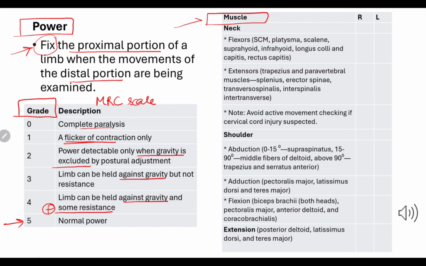Now let's look at the specific muscle groups we check, starting from the top. For the neck, we test flexors and extensors, but note the safety warning on your pro forma. Avoid active movement checking if a cervical cord injury is suspected. For the shoulder, we check abduction from 0 to 15 degrees and 15 to 90 degrees to isolate different muscles, alongside adduction, flexion, and extension. This sequence guarantees you screen every major spinal segment supplying the shoulder girdle.